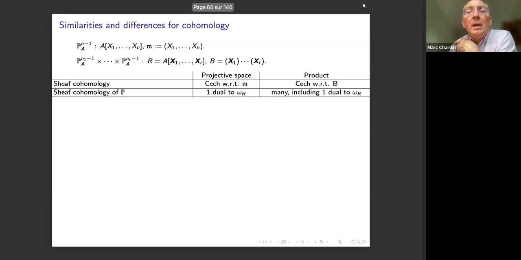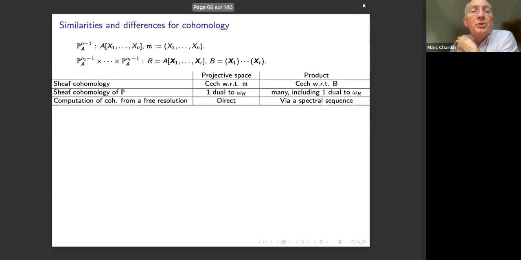For the sheaf cohomology, there's quite a difference that we have seen. Except for the zeroth cohomology, you have just one for the projective space, which is the graded dual, due to omega R, over a field. Anyway, you have a duality with omega R, but in the case of a product, you have many cohomologies, and this will make a real difference when you want to do some computation. We see that. You want to understand what happens, okay?